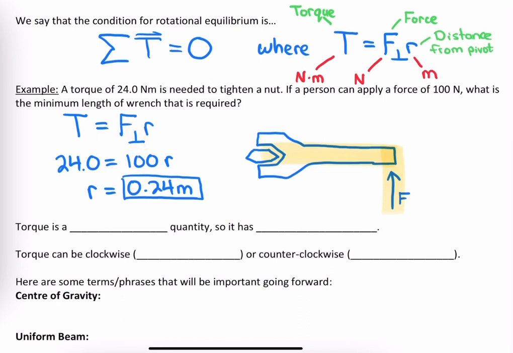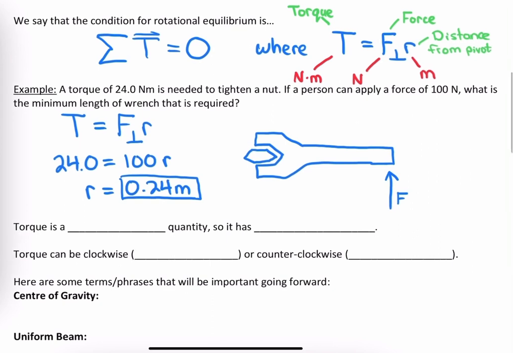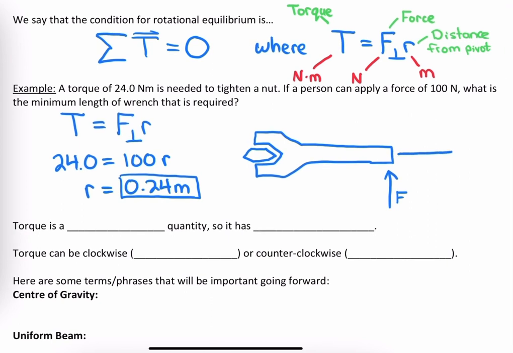If you'd never used a wrench before, you had no idea what you were doing, and you tried something silly, like pushing on the wrench this way, that would not create any torque because this force is parallel to the distance along the wrench. They're not perpendicular, so it won't make any torque. In order to create torque, a force needs to be a certain distance away from the rotation point, and it needs to be perpendicular to that distance.